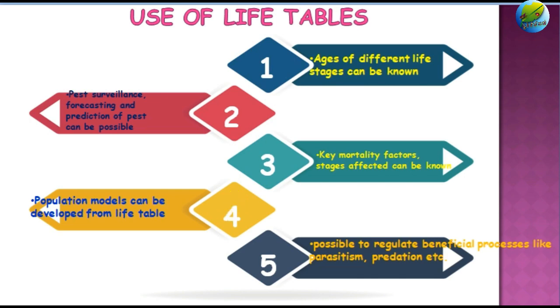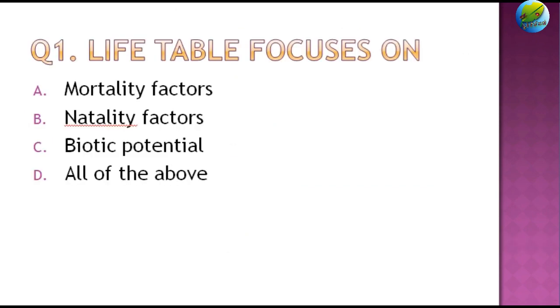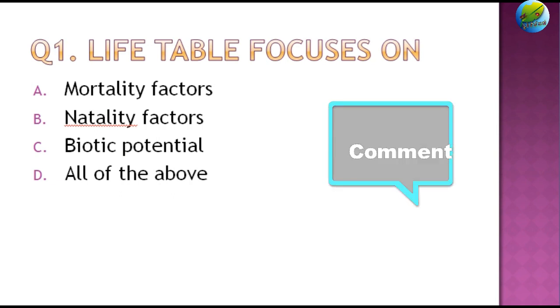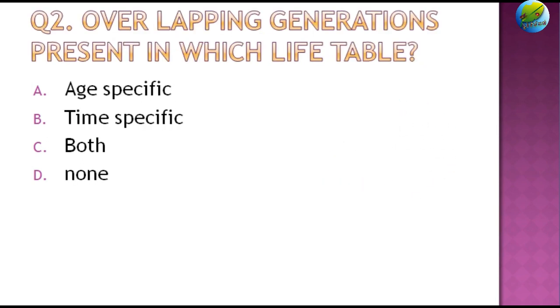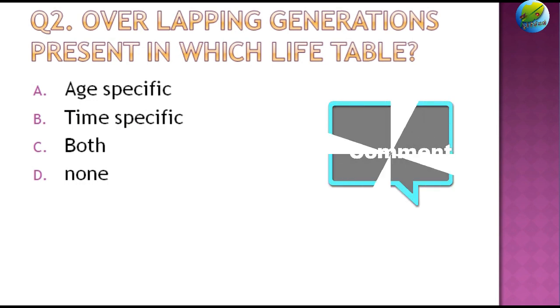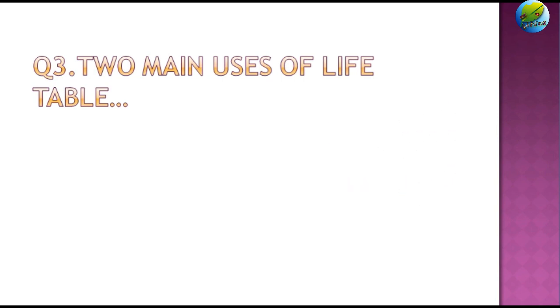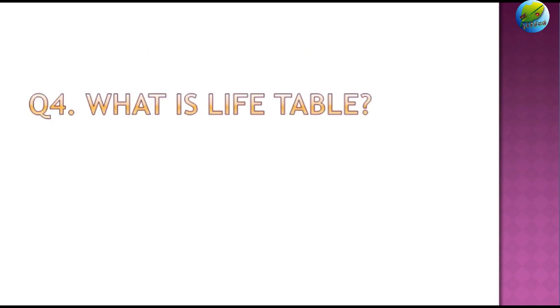Okay, let us move on to the question part. Question number 1. Life table focuses on mortality factors, natality factors, biotic potential, or all of the above. Question 2. Overlapping generations are present in which life table? Age specific, time specific, both of them, or none of them? Question number 3 is write down two main uses of life table. Question number 4. What is life table?